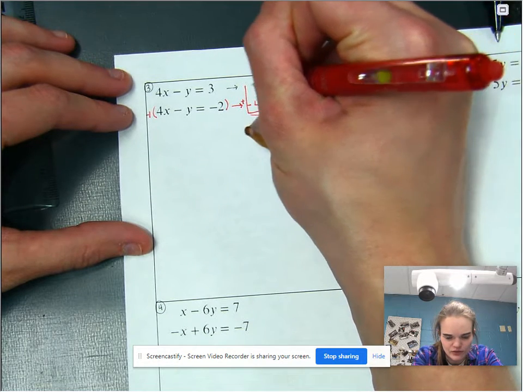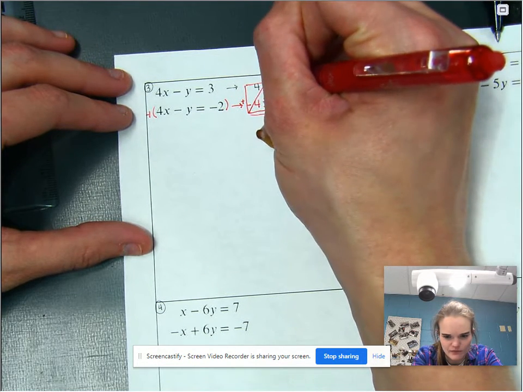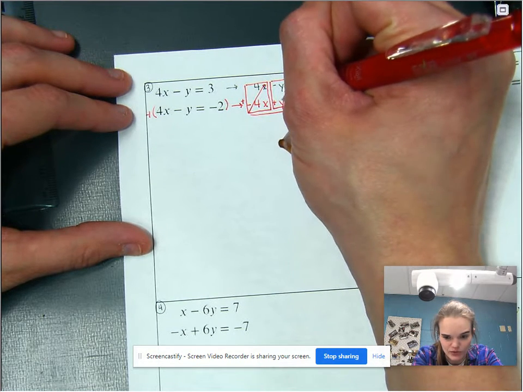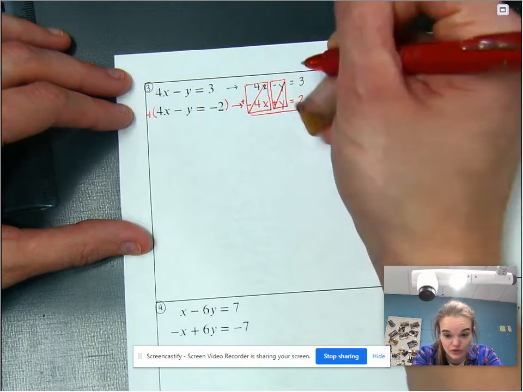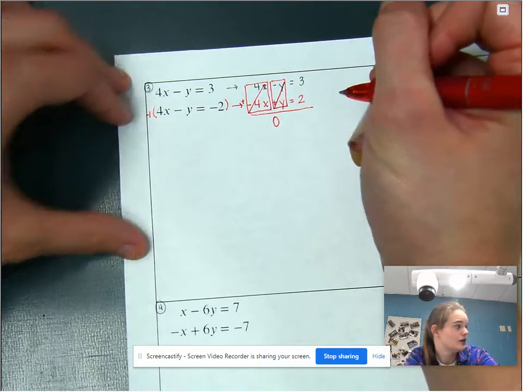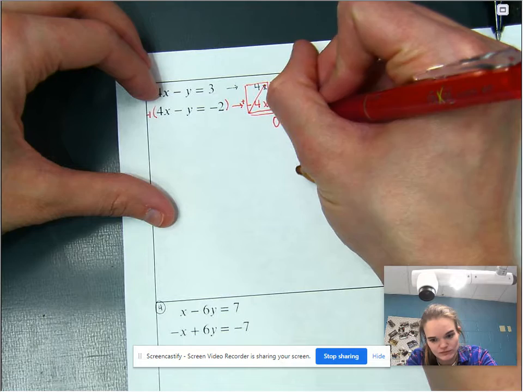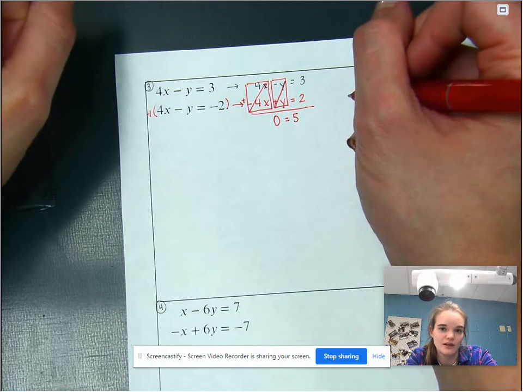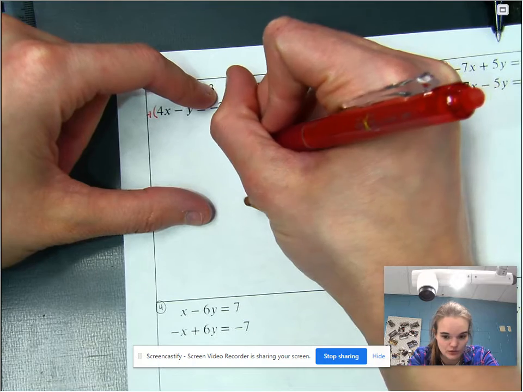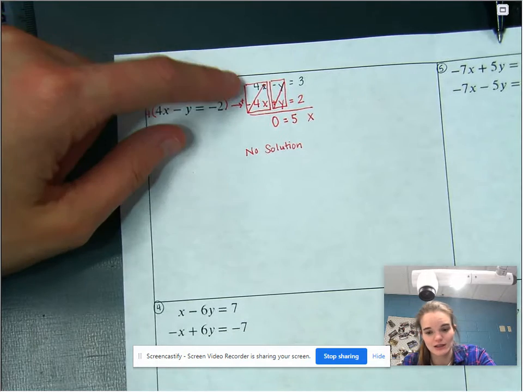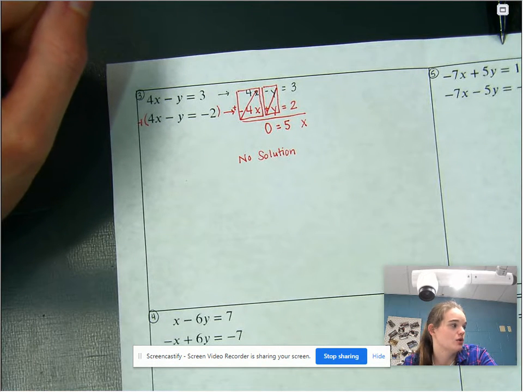These look like they'll cancel. 4x minus 4x, yep. Oh wait, negative y plus y will also cancel. You don't have anything left over here. 3 plus 2 is 5. Does 0 really equal 5? No solution. If both variables eliminate, you are going to either have no solution or infinite solutions. If both variables eliminate.